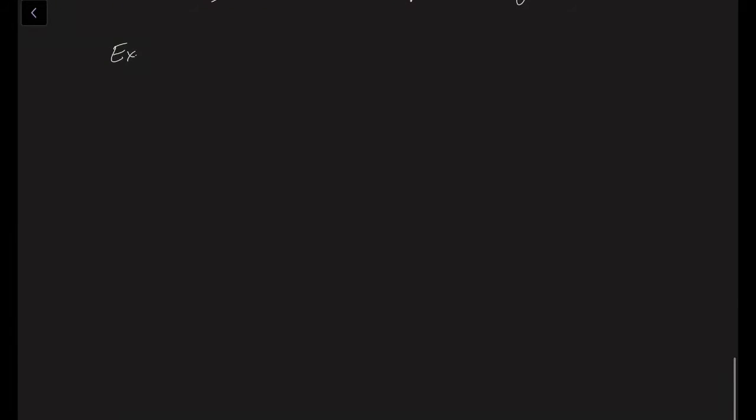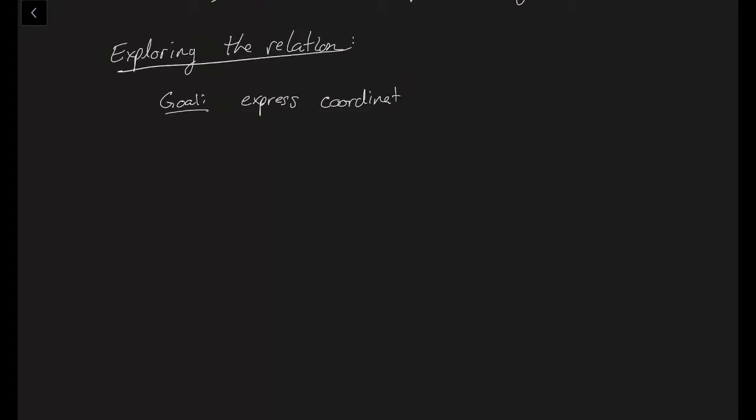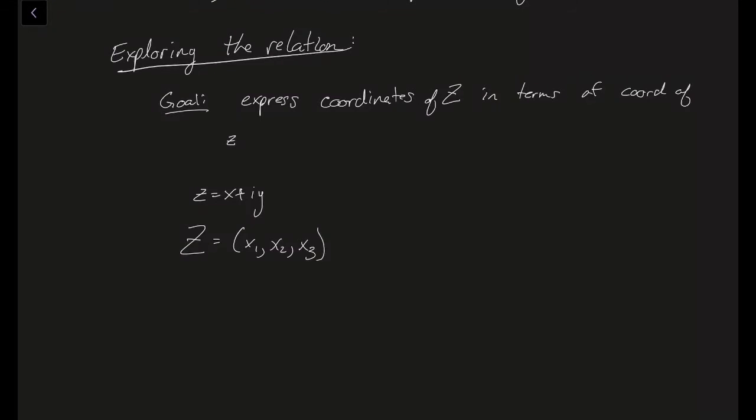Let's dive a little deeper into exploring the representation of a complex number as a point on the sphere. So if we're given a point on the sphere, big Z is (x1, x2, x3), and the complex number is x + iy. What we want to do is find equations that express the coordinates of big Z. So we want to express x1, x2, and x3 in terms of x and y, the real and imaginary parts of our complex number on the plane.